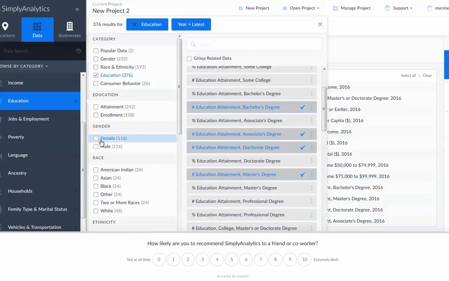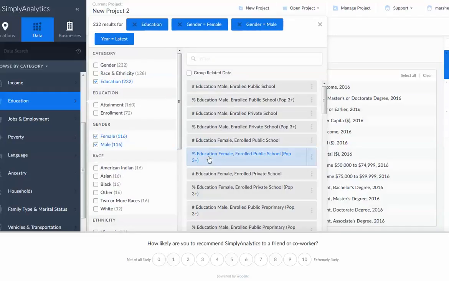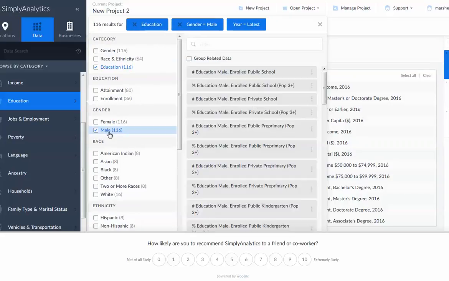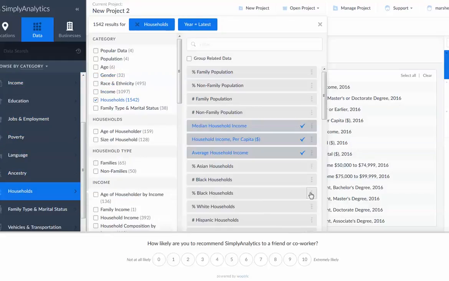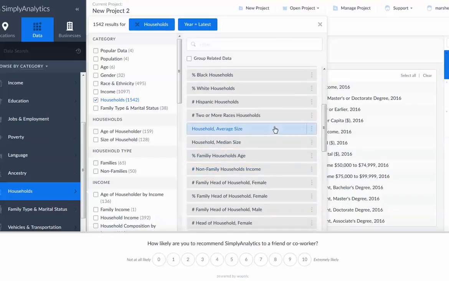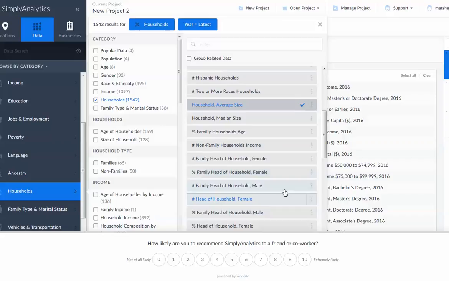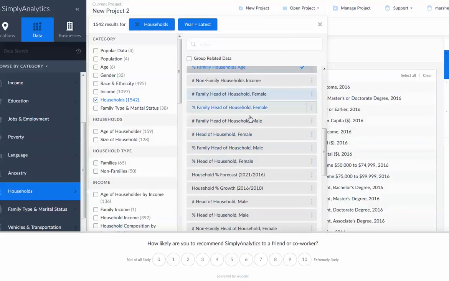I'm interested in the number of males versus the number of females. This is under education. Okay, actually, that's not where I want to do this. Back to income, jobs, poverty, language, ancestry, households. Here we are, back into households. I want to know what the annual size is. I want to know the percent of family households by age.